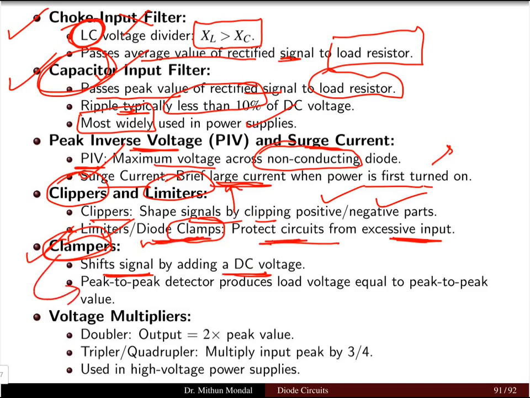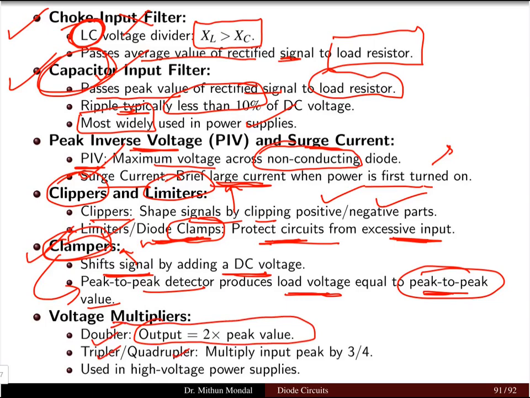The clampers, the peak to peak detector we have discussed, produce a load voltage which is equal to the peak to peak voltage. So we are getting the peak to peak voltage with the help of clampers. We have discussed different multiplier circuits in the form of doubler, tripler, and quadrupler. The doubler will have an output voltage twice the peak value. The tripler multiplies by 3 and the quadrupler multiplies by 4.